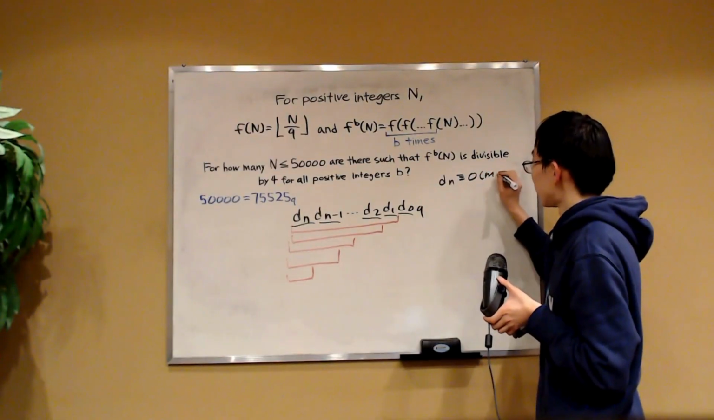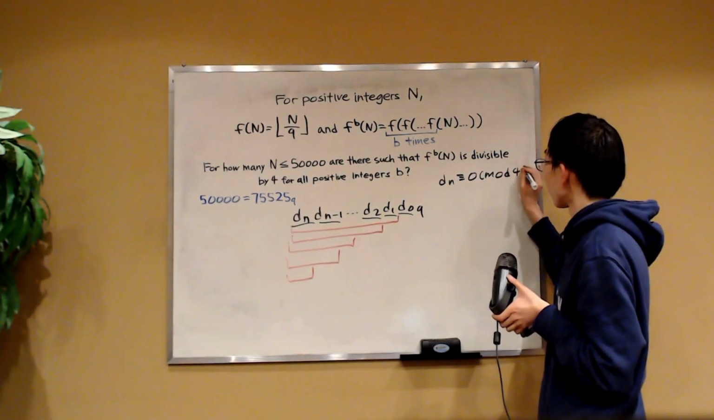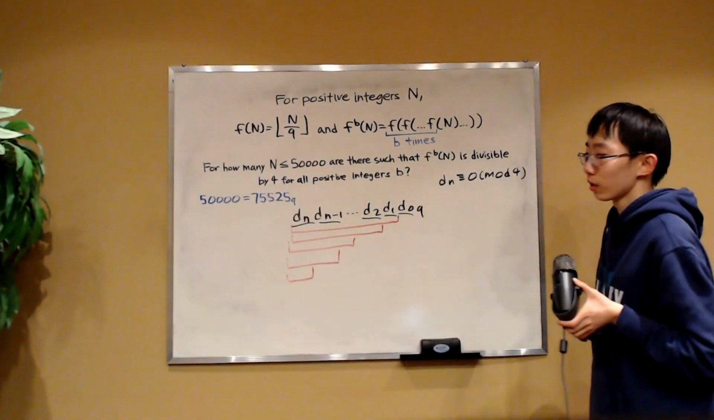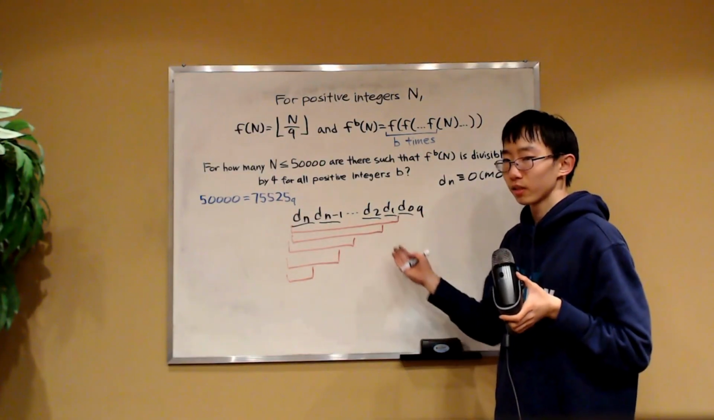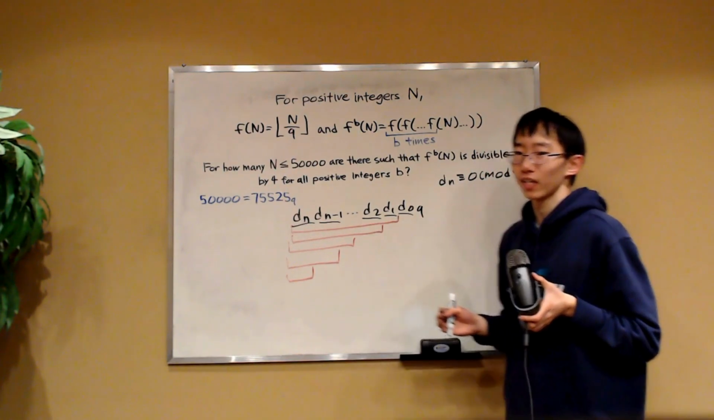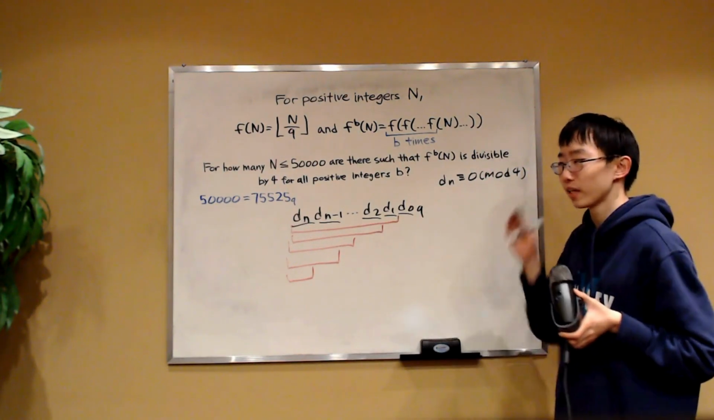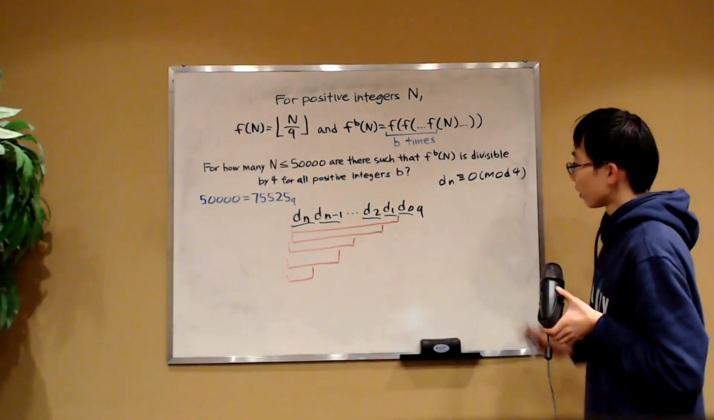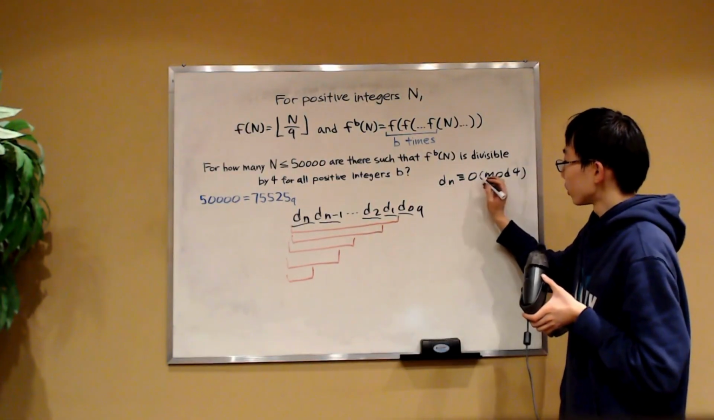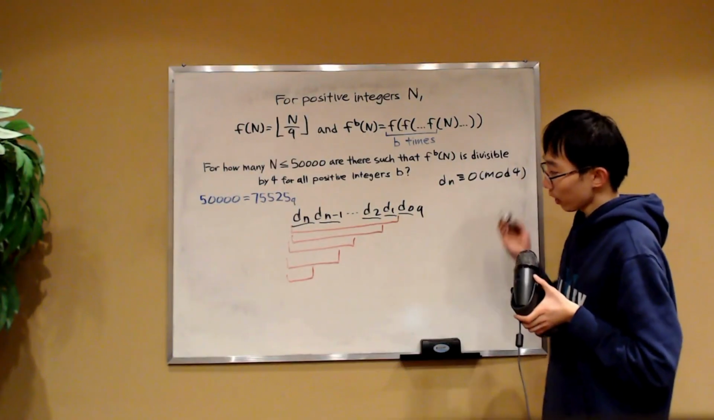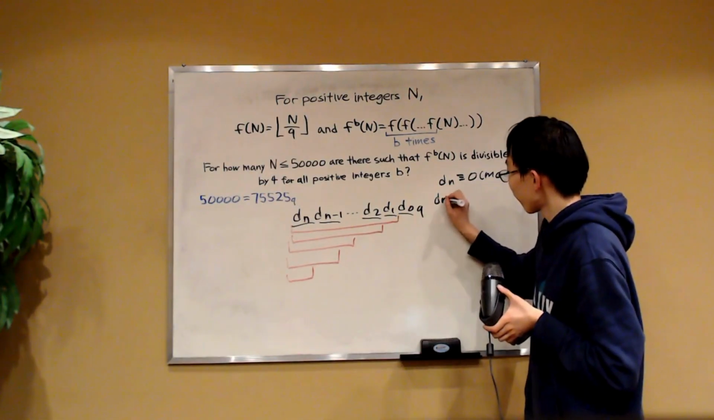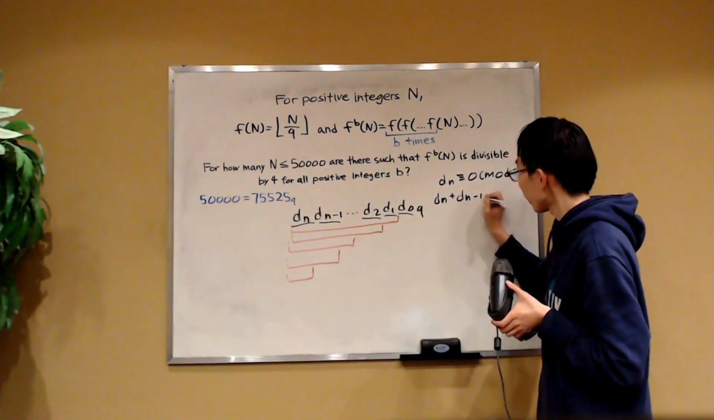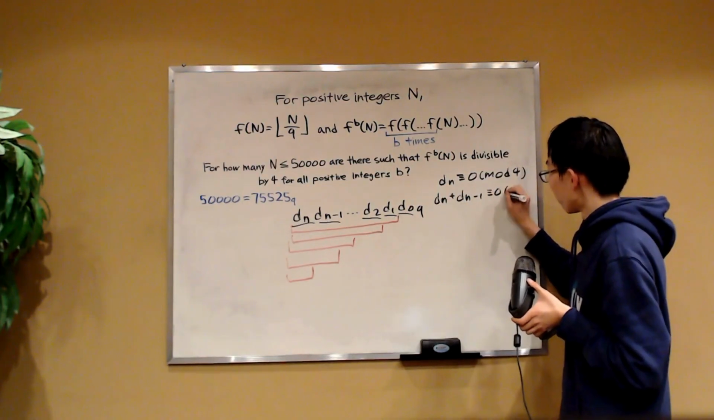And you can write this as dn is congruent to 0 mod 4. Now you might be thinking, what if it's just a one-digit number? But that's a very easy case. So let's glance over that for now and consider this case where we have more than one digit. So this over here, dn is congruent to 0 mod 4. It's true. And we also have dn plus dn minus 1 to be congruent to 0 mod 4.